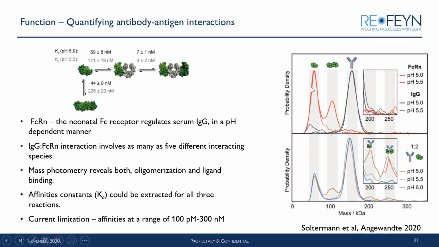You can quantify it at different buffers, and this specific protein is known to be pH dependent. So based on the relative amounts of each one of the species, you can quantify their relative concentrations, and therefore you can quantify the KD. And there is, of course, a concentration limitation, which is between 100 picomolar and 300 nanomolar approximately.